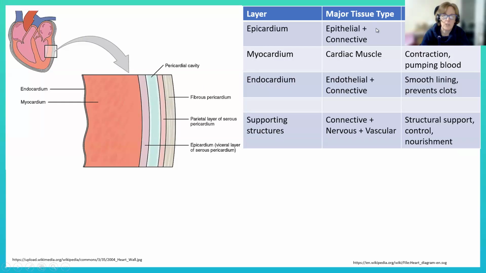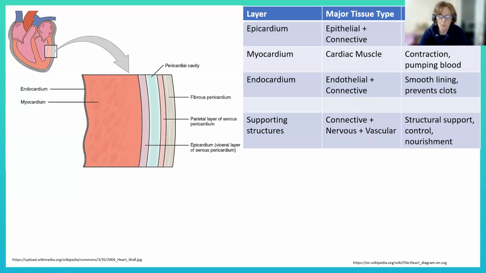But major tissue types being epithelial, connective, cardiac muscle, endothelial, and we've got nervous and vascular structures as well. So there's lots of different tissue types making up this heart. Now, normally if someone said to you, what is the heart? You'd say, well, it's muscle, it's cardiac muscle, but there's endothelial, connective tissue, nervous tissue, and vascular tissue as well, all with different functions because this is an organ.